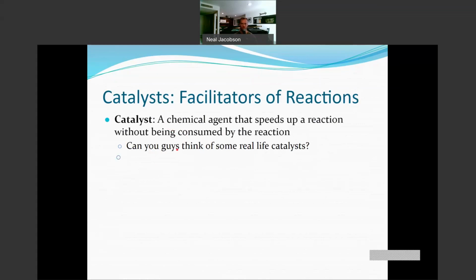Some other examples of catalysts: you have some firewood sitting out. It's not just going to combust by itself. It needs a catalyst. A match would be a catalyst for starting that fire. The match itself is consumed by the fire at the end of the match, but that catalyst is not consumed by the firewood itself.